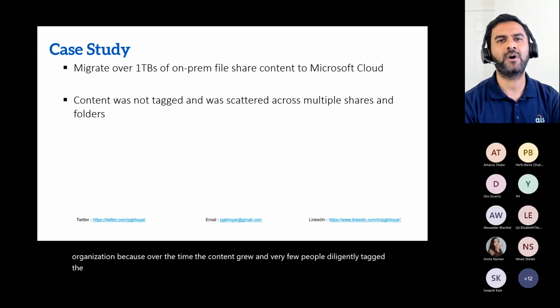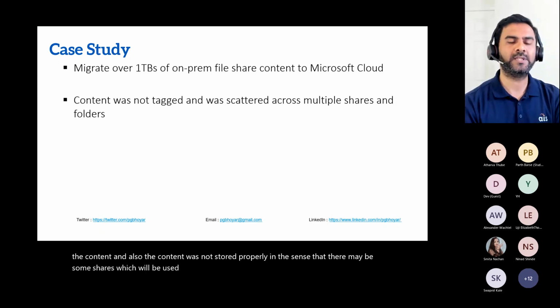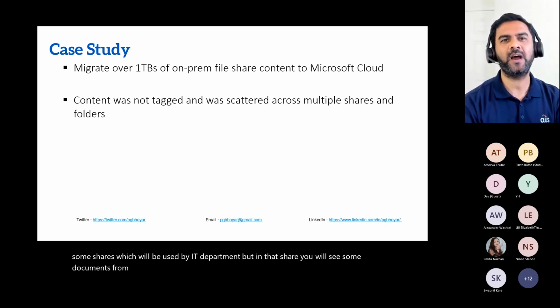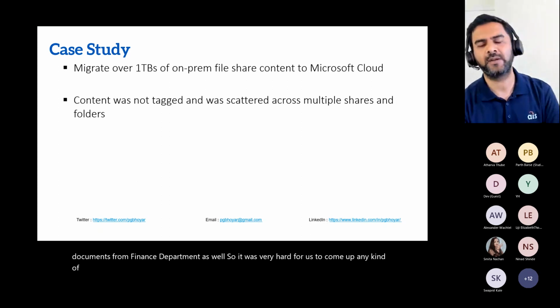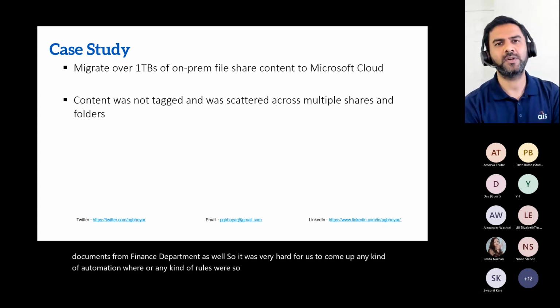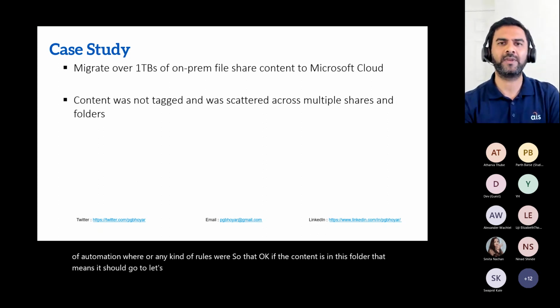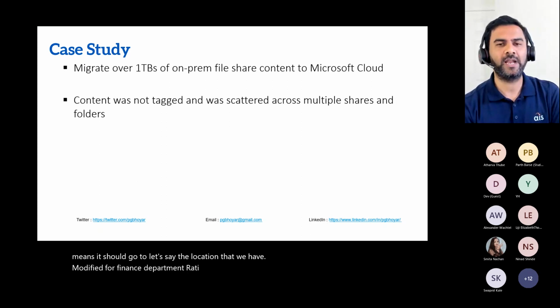Also, the content was not stored properly, in the sense that there may be some shares used by the IT department, but in that share you will see some documents from the finance department as well. So it was very hard for us to come up with any kind of automation or rules, such that if the content is in this folder, it should go to, let's say, the location we have identified for the finance department or IT department. So that was a huge challenge.